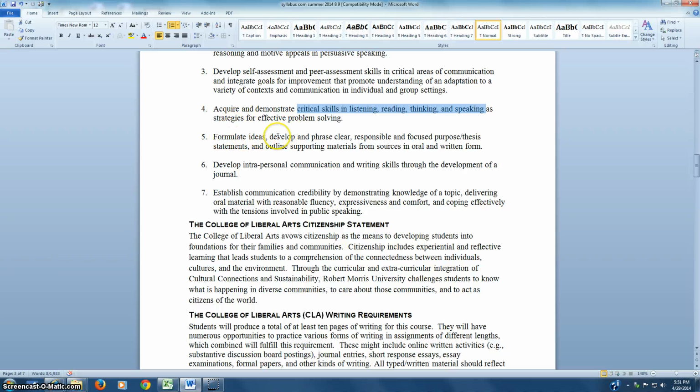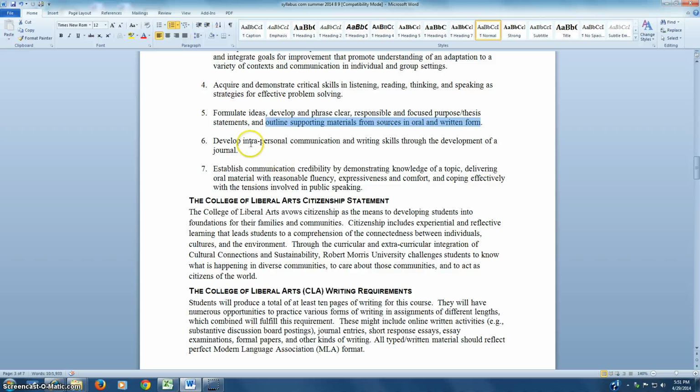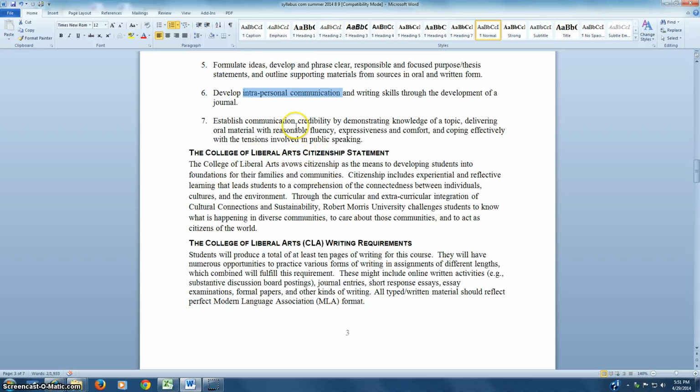You'll formulate ideas. You'll develop thesis statements and outlines, and you'll type all your speeches and deliver me your speeches first, even before you deliver them. You'll also be, once again, developing intrapersonal communication and writing through the development of the journal.